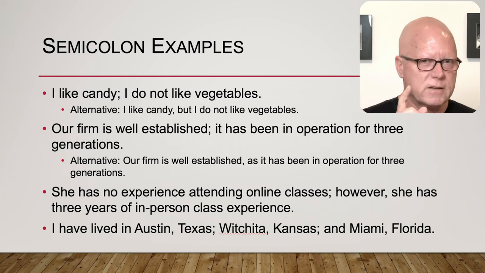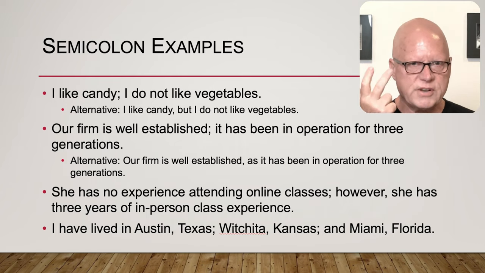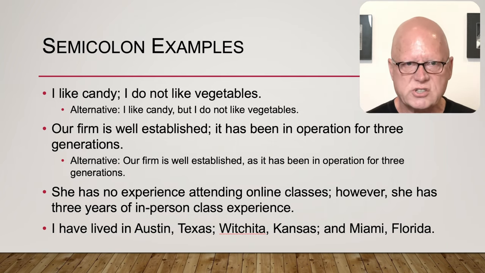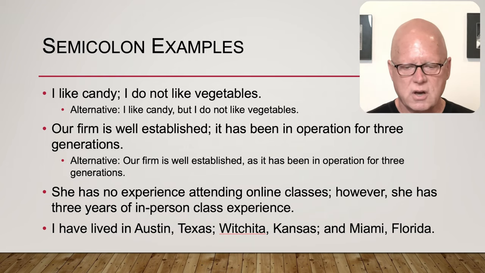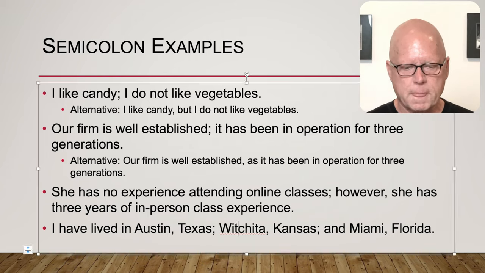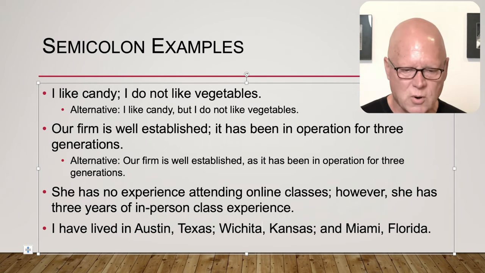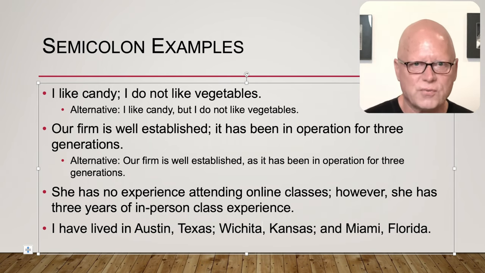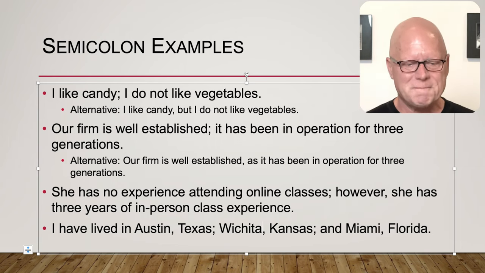All right, so here's the other use of a semicolon. I've lived in 3 cities, Austin, Texas; Wichita, Kansas; and Miami, Florida. And I'm going to correctly spell Wichita. So I apologize if you're from Kansas. I didn't intentionally mean to misspell that city name.